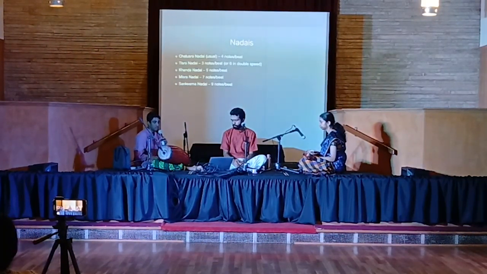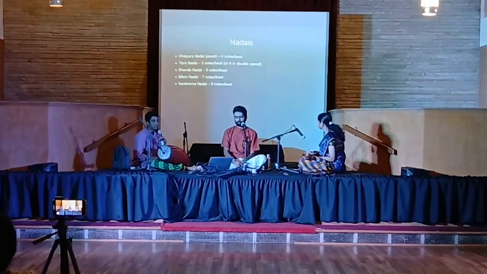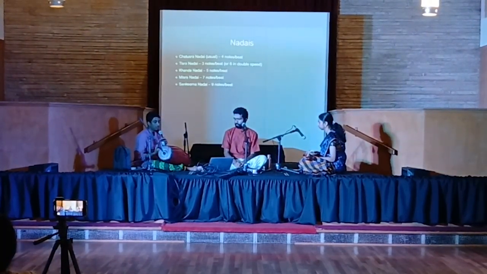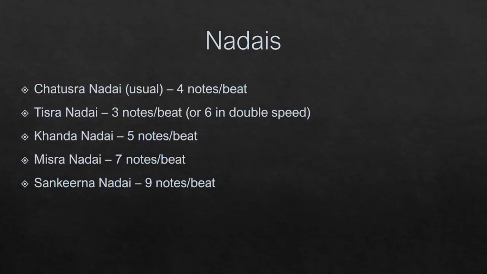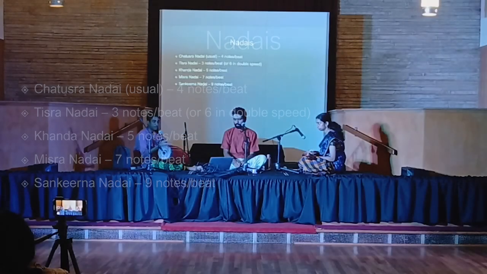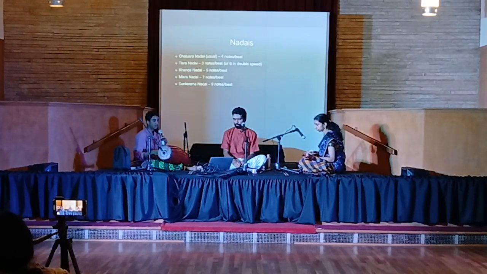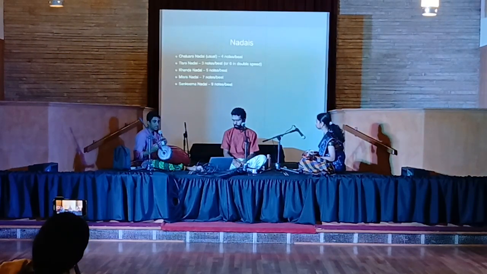So even though the traditional one is the most common, you can also do other things. So instead of doing 4, you can do multiples of 3. So that beat is 3. You're doing 3 notes per beat. And the same concept of double speed applies to this one too. So if you do 6 instead of 3, it's still the same, but we're just doing double speed.